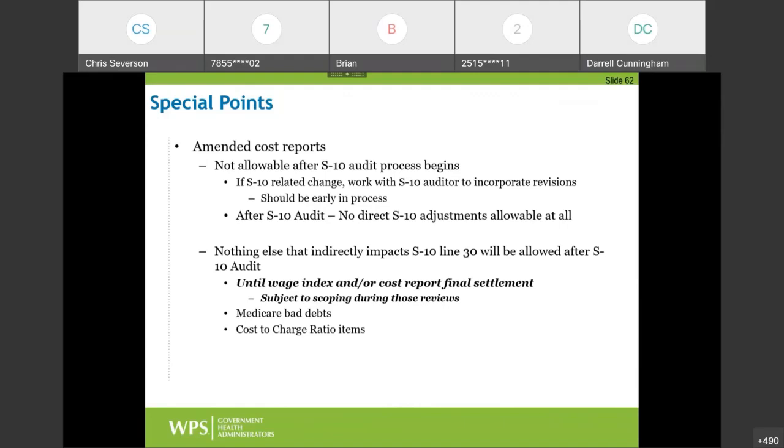This is something we've talked about in the past, that once the S-10 audit process begins, which we're going to peg as 3/1 of this year, we're not able to allow any sort of amended cost report coming in after that point. Now, there's only one exception that CMS has allowed.